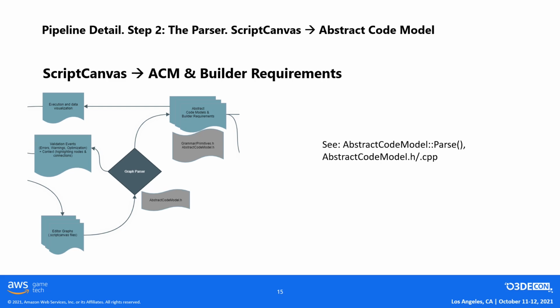After the graph is parsed, no part of the backend ever needs to know, or should know, that the abstract code model was the result of parsing a ScriptCanvas graph. In general, extending the parser involves making custom modifications to handle your new visual situation.